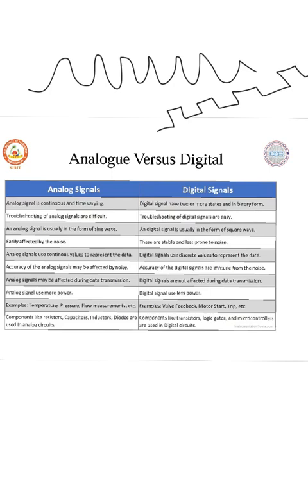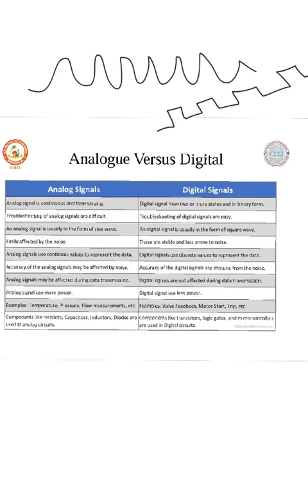Troubleshooting of analog signals is difficult, whereas troubleshooting of digital signals is very easy. Analog signals are usually in the form of a sine wave, as I said before. A digital signal is in the form of a square wave. As we know, analog signals are continuous signals. They are easily affected by noise, whereas digital signals are stable and less prone to noise. Analog signals use continuous values to represent the data. Digital signals use discrete values to represent the data.